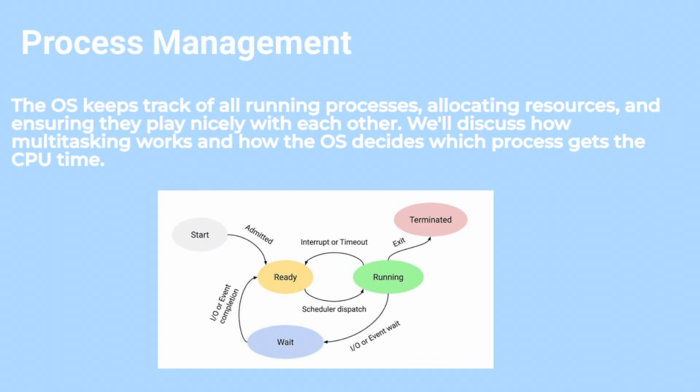Now, let's delve into process management. The OS keeps track of all running processes, allocating resources, and ensuring they play nicely with each other. We'll discuss how multitasking works and how the OS decides which process gets the CPU time.